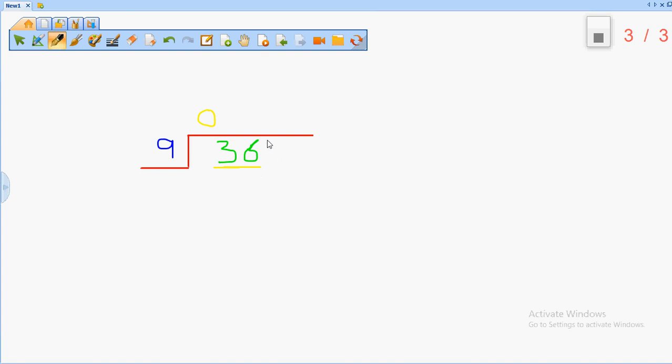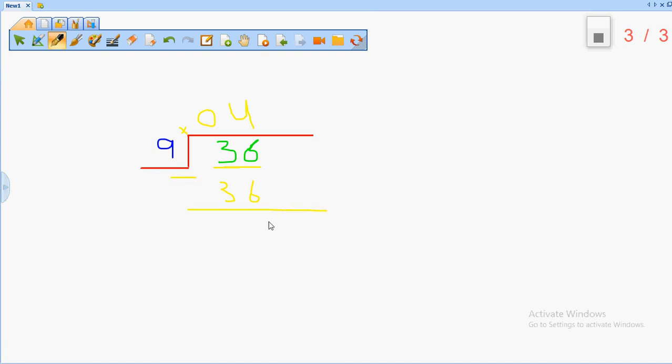Now 9 and 36. Now I want to find the number that when I multiply it by 9, I can get 36 or less. Here I have to check 9 times 1, 9 times 2, 9 times 3, 9 times 4. Because we already memorized the timetable, we will get our answer directly. The answer is 4. 4 times 9 is 36.